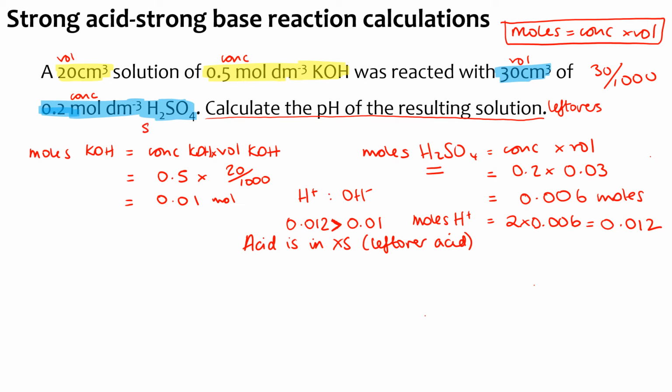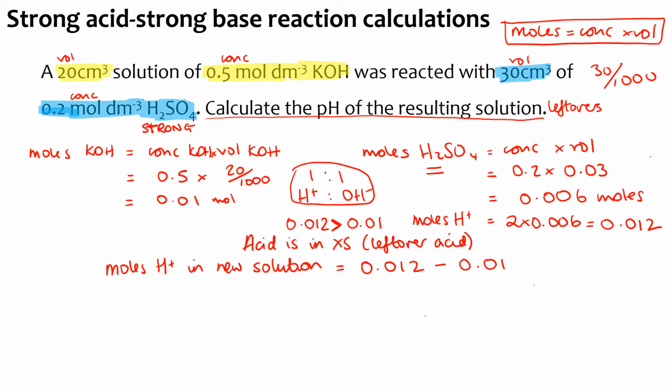And because the acid is a strong acid, we don't need to use Ka or Kw, we can just use pH equals minus log base 10 [H+]. But we need the concentration of H+ in the new solution. So first of all, we want to work out moles of H+ in the total solution. And that will be how much H+ we started off with, 0.012, minus how much will react. Now, because it's a 1-to-1 ratio, 0.01 moles of OH- will react with 0.01 moles of H+, and overall we'll get 0.002 moles of acid left over.